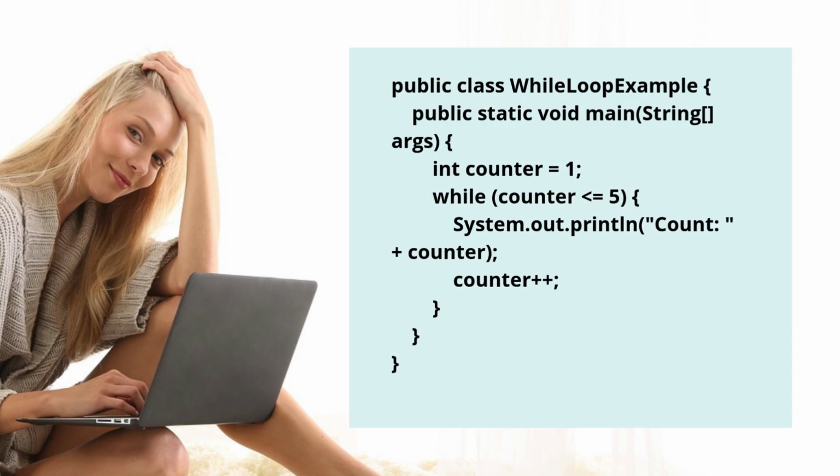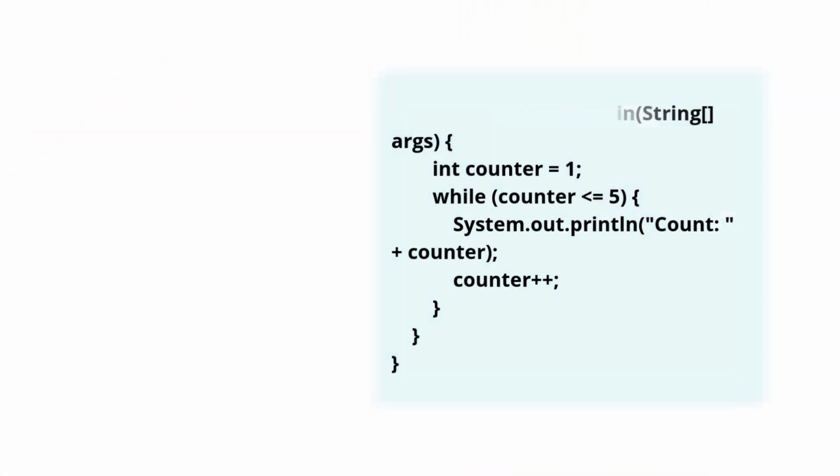When to use while loops. Use while loops when you have a condition-driven repetition. For example, reading data from a file or waiting for user input. In contrast, if you know the exact number of iterations, a for loop is often the better choice.